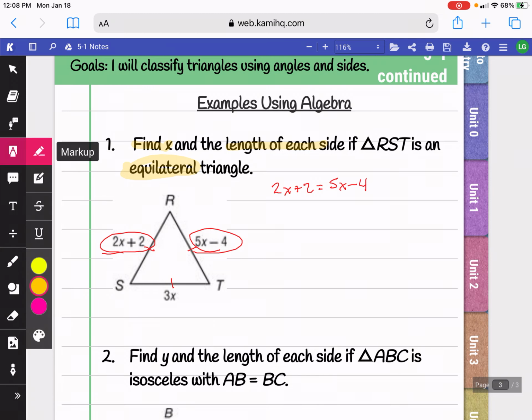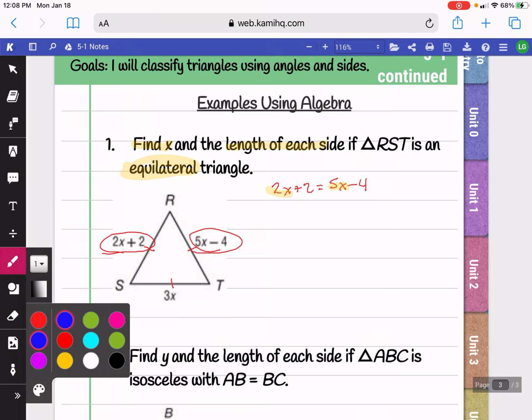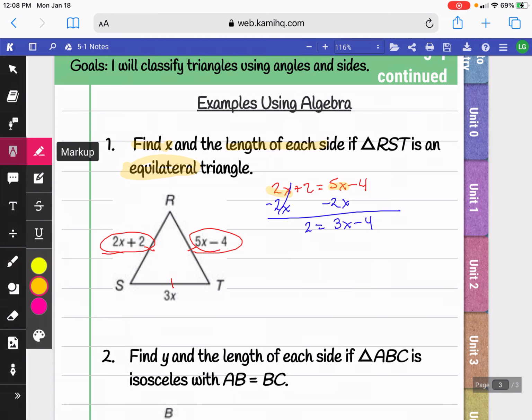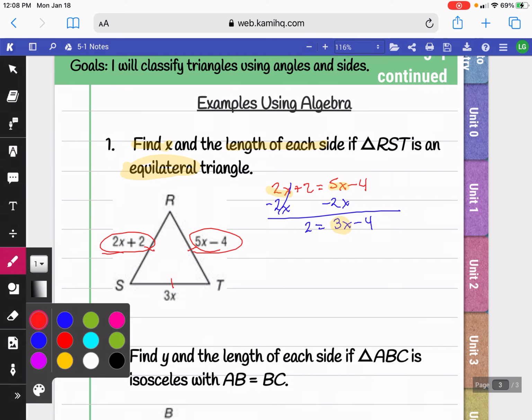Remember, if you have an x on both sides, you want to get rid of one of those. I'm going to get rid of the 2x because it's smaller. So I'm left with positive 2 equals 3x minus 4. If you look here, remember x is stuck to 3, so I need to get rid of that 4 first. So I'm going to do plus 4 to both sides.